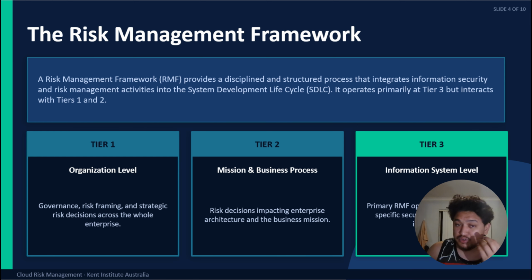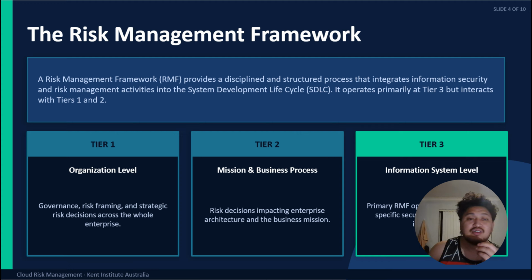Moving to slide 4, the risk management framework. Now that we understand the ecosystem and how risks should be managed at a high level, let us look at the formal structure that guides this process, the risk management framework, or the RMF. The RMF provides a disciplined and structured process that integrates information security and risk management activities directly into the organization's system development life cycle, or SDLC. In other words, security is not an afterthought. It is built in from the very beginning.